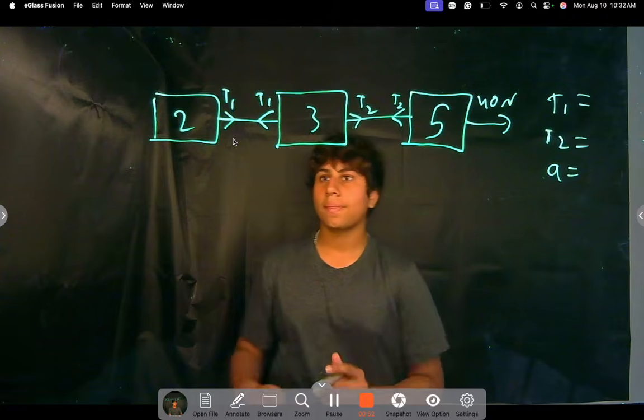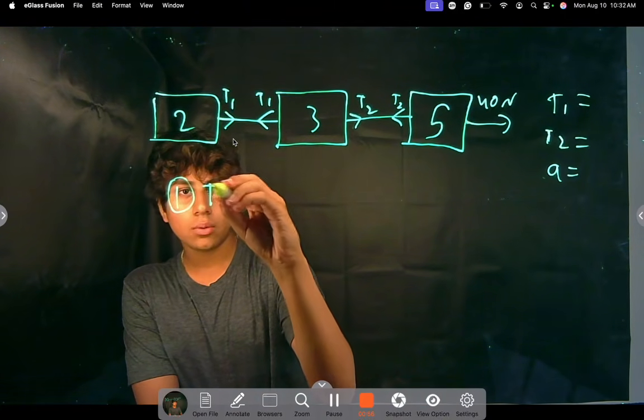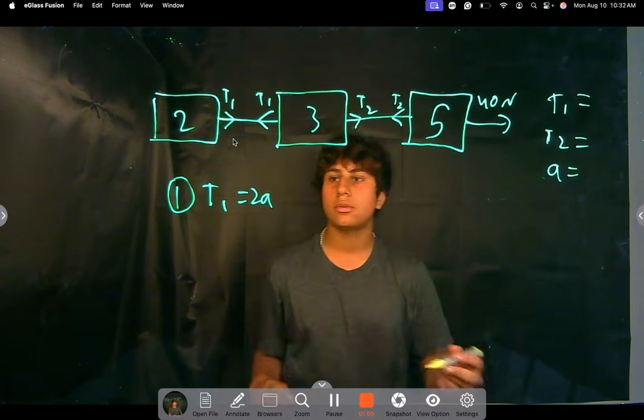So now we're going to start making our formulas, right? So for the first one, T1 equals 2a, right? Because there's nothing pulling on it. F equals ma, that's how you write it, right?